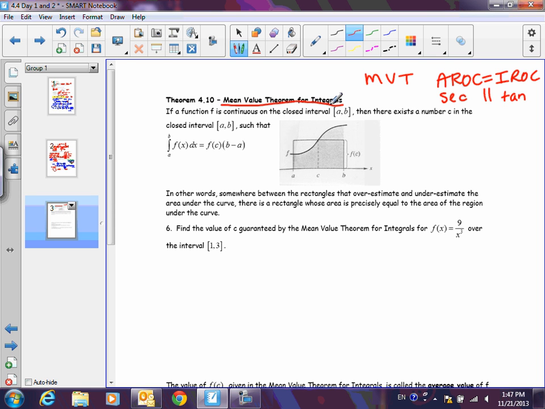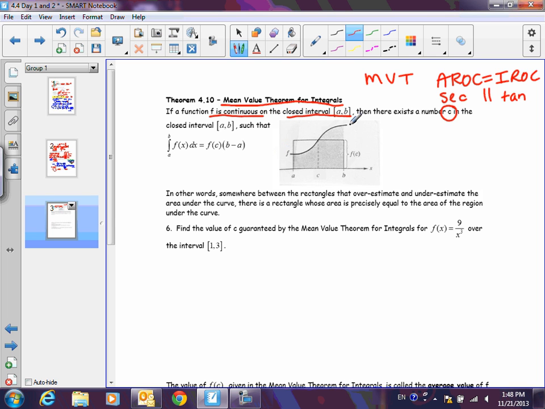Okay, mean value theorem for integrals is closely tied. You're going to see why we use the same name here. All right, so we've got some conditions. F has to be continuous. We've seen that a lot. We have to have a closed interval, okay? Well, then there exists some number C. We used C before when we were doing mean value theorem. And C has to be between A and B, okay? All that was the same. Now, we'll get to this part over here, but let's look at the picture.